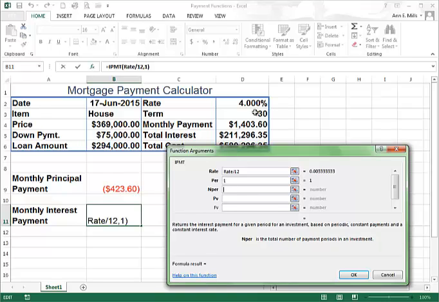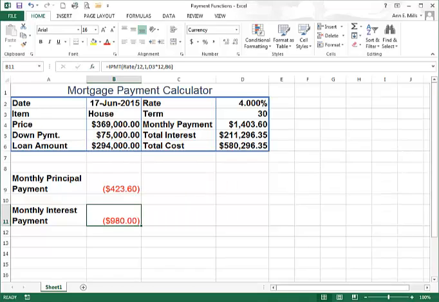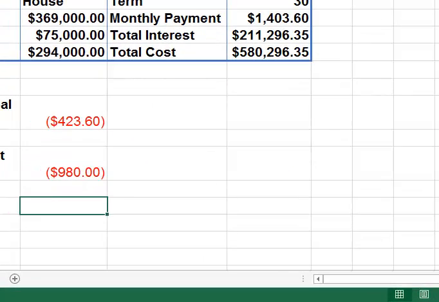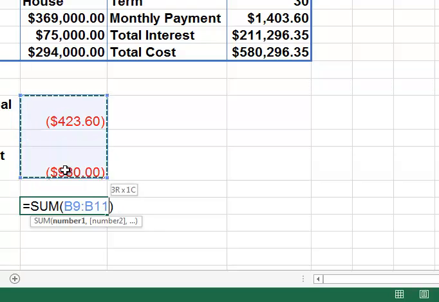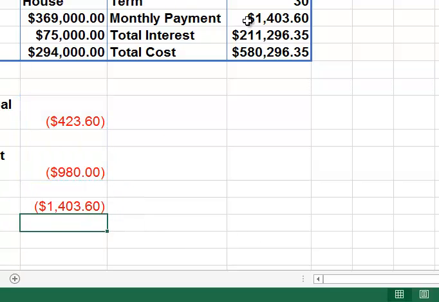And then the NPER, again, is the number of times that you'll make that monthly payment, which this is in years, so we're multiplying that times 12 so that it converts to months. And then the PV is found for loan amount B6. And then we'll click OK. So here on your first payment, actually of that $1,400, you're paying $980 in interest. And if you look at this, if we use the sum here and total these two amounts, that will actually add up to what your monthly payment is. So it's breaking down what that monthly payment really is.